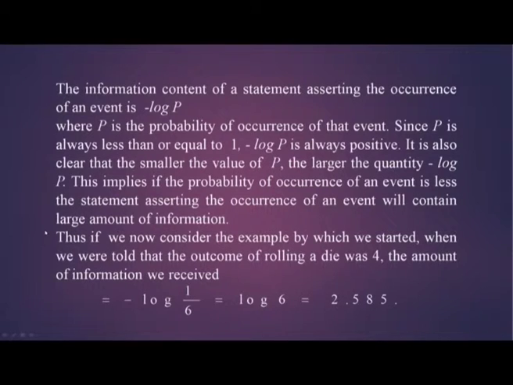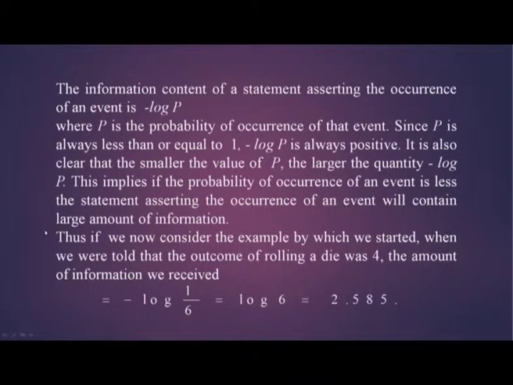Since p is always less than or equal to 1, minus log p is always positive. It is also clear that the smaller the value of p, the larger the quantity minus log p. This implies if the probability of occurrence of an event is less, the statement asserting the occurrence of an event will contain a large amount of information.